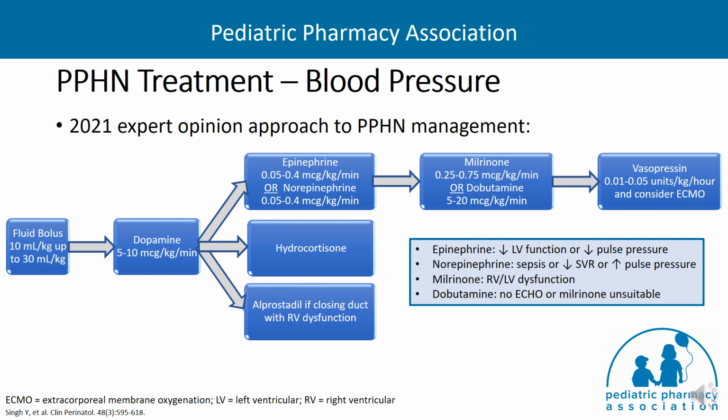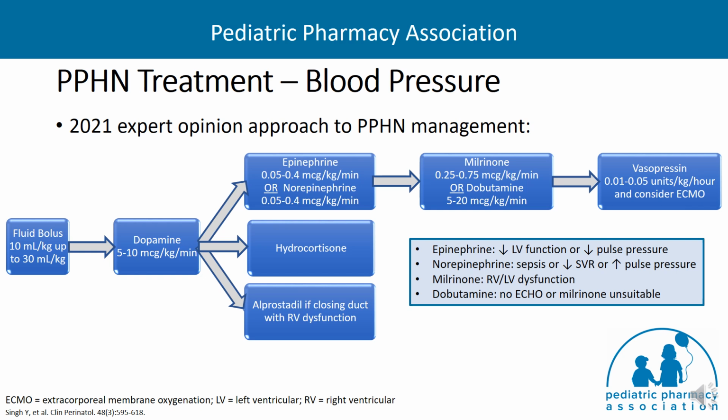It also outlines the use of alprostadil if the ductus arteriosus is closing and right ventricular dysfunction is present. Similar considerations for milrinone and dobutamine are included in this expert opinion, although dobutamine, I would say, is much later down the line in this algorithm. And then vasopressin is mentioned in this algorithm, although it's as a 4th line agent, but it is included.